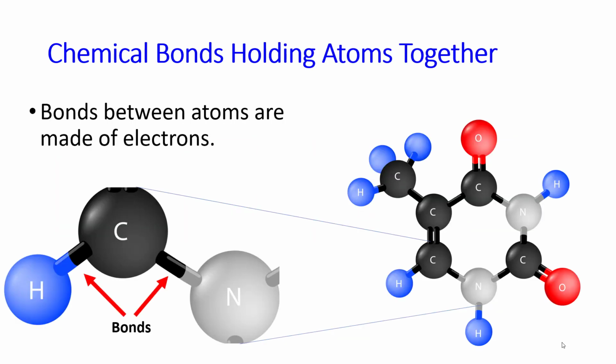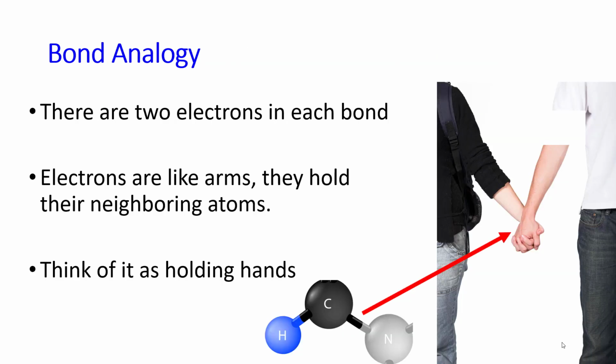So what's a chemical bond? These lines in between those atoms. So the C's are the carbons, the H's are the hydrogens, N is nitrogen, O is oxygen, and those lines in between are the bonds. There are two electrons in each bond.